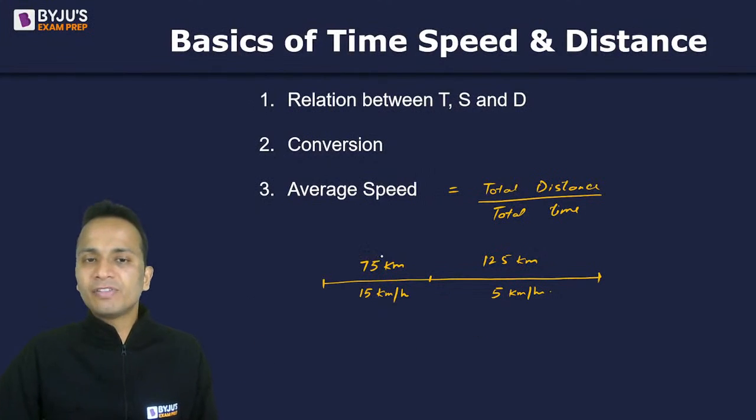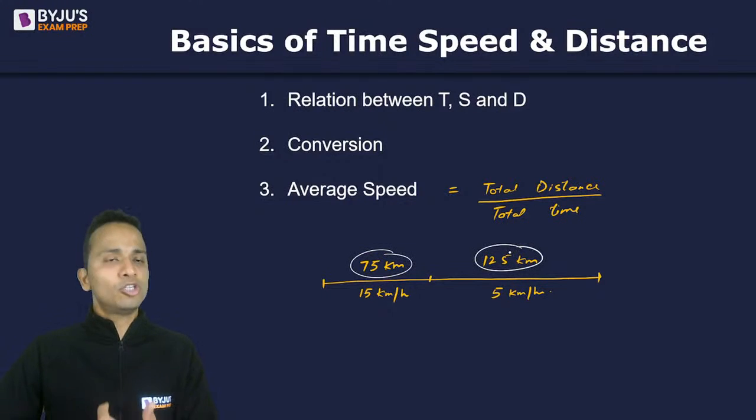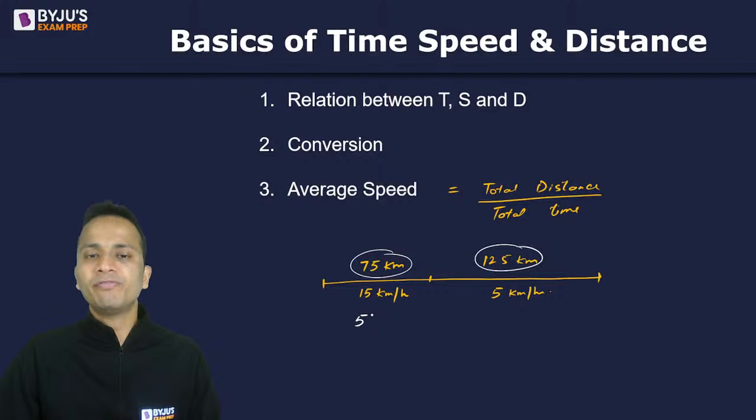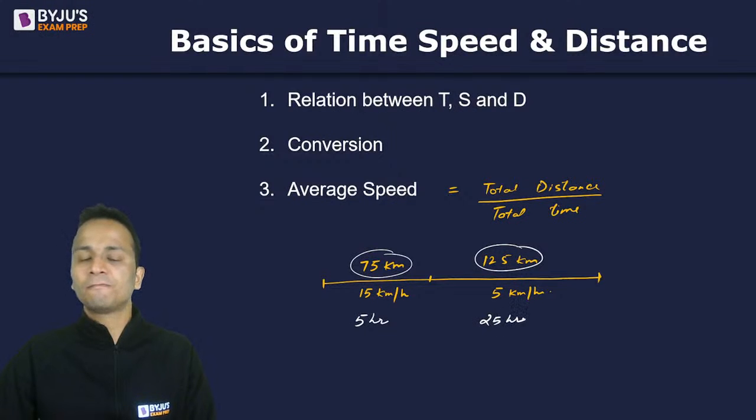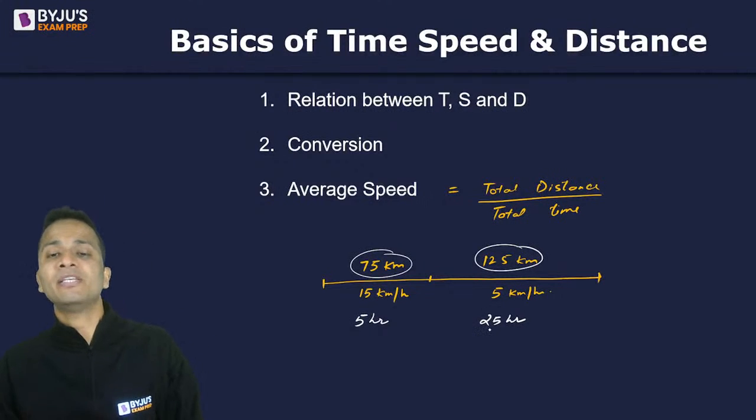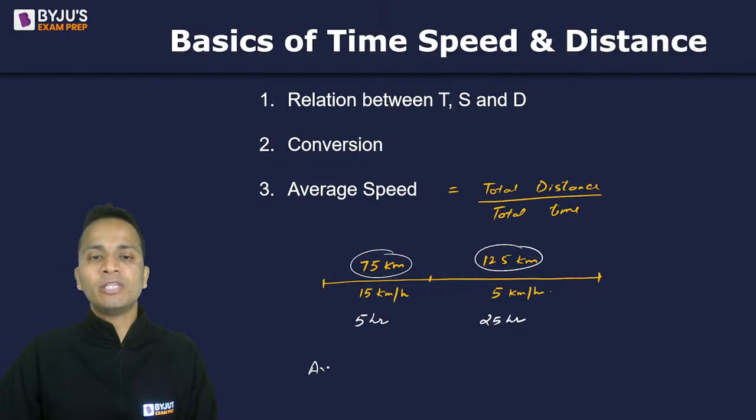Now what we'll do is we have the distance in this case that will give us the total distance. To find out the average speed, we also require the total time taken for this entire journey. Since this journey is divided in two parts, the time taken in the first case will be distance upon speed, that is 75 divided by 15, which will be 5 hours. Then the time taken in the second part of this journey, 125 divided by 5, that will be 25 hours. Okay, so in the first part the time taken is 5 hours, and in the second case the time taken is 25 hours.